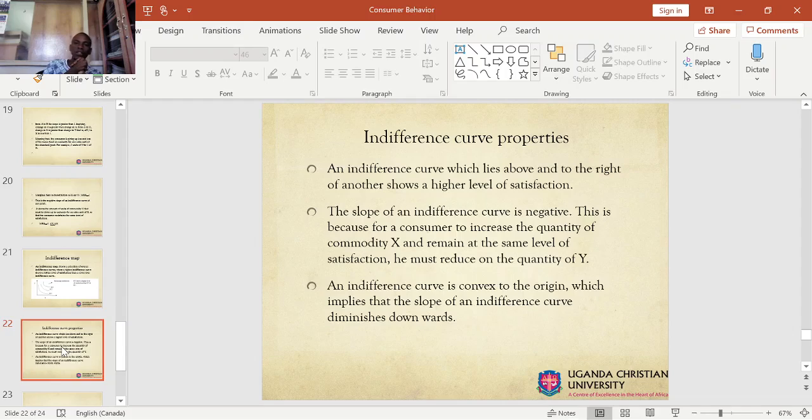Then the properties of the indifference curve. There are several properties which help us understand indifference curves more. The first property is that an indifference curve which lies above and to the right of another shows a higher level of satisfaction. So a higher indifference curve will give the consumer more satisfaction.